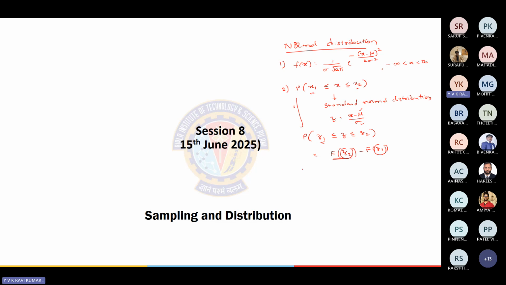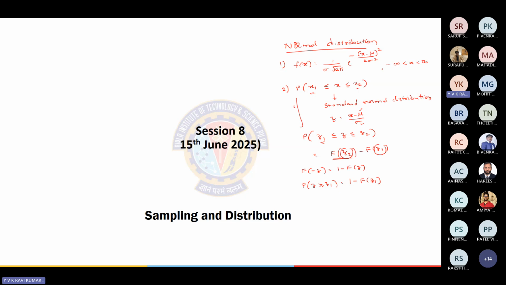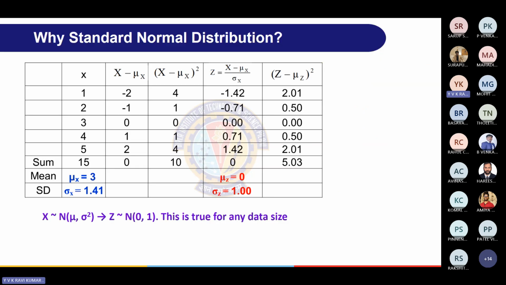Third one is some properties which we can use when we compute 1 minus F of z. And another one is whenever we see something like this, then it is 1 minus F of z1. Those are some properties. This was discussed in the previous session. Very simple, but as discussed many times, here we take the help of normal distribution tables.